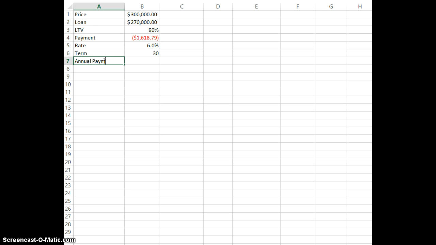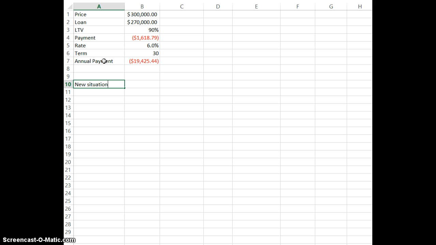Another thing Dr. Seagraves had done is put in an annual payment, which we can get from our monthly payment multiplied by 12. So now we have our annual payment as well. Just something to give us a little bit more insight.